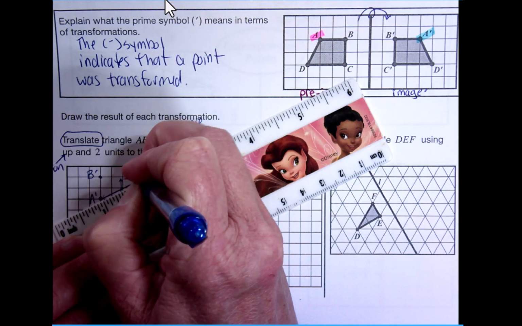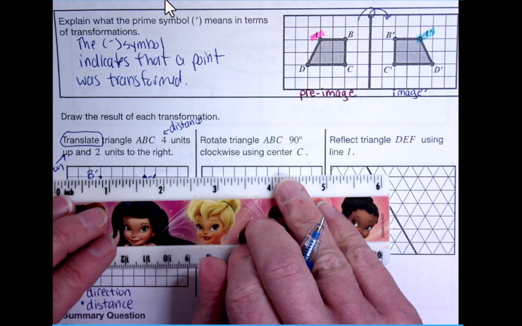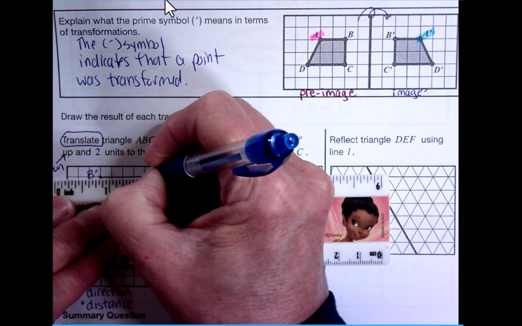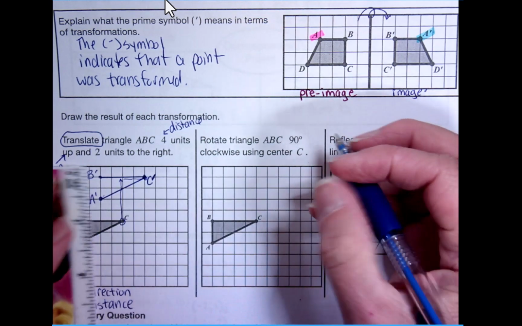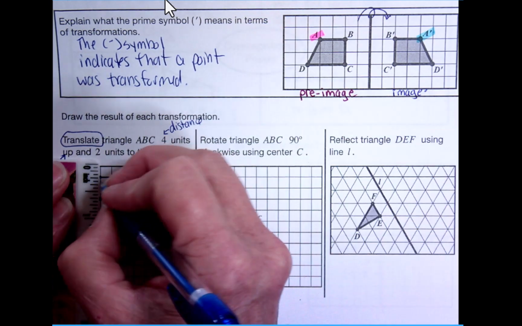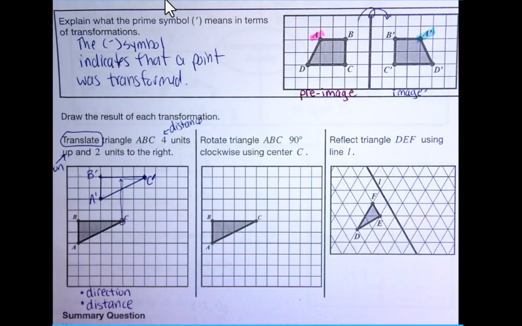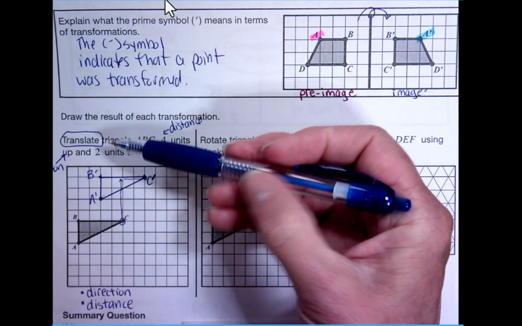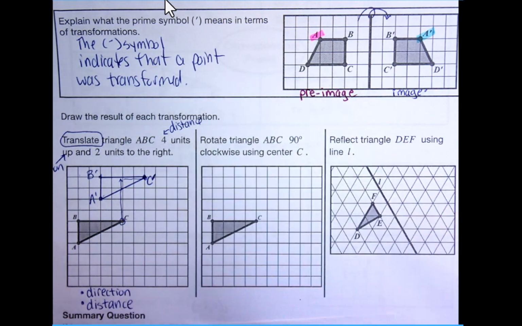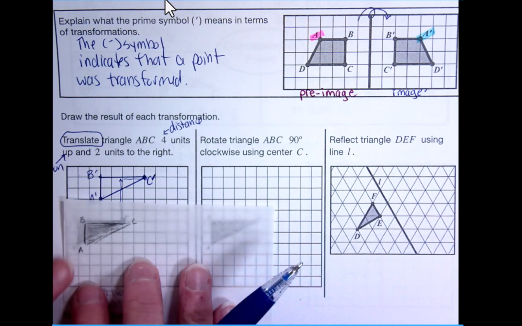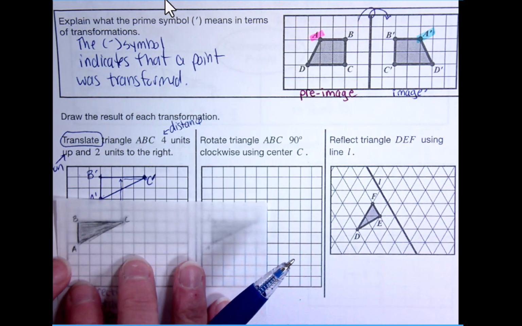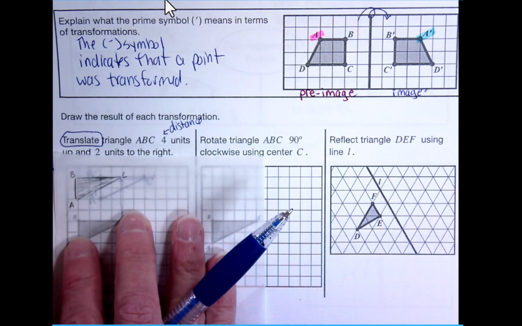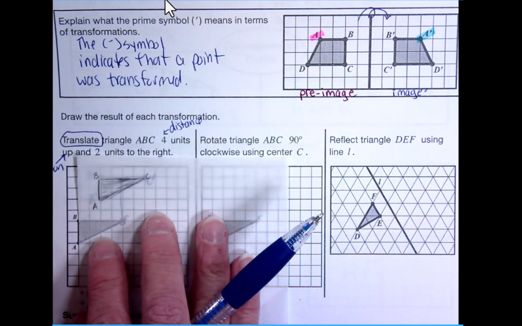And go ahead and draw that figure. So my new triangle, my image, is A prime, B prime, C prime. In order to describe a translation, we need direction and distance. Our directions were up and to the right, and the distance was 4 and 2.